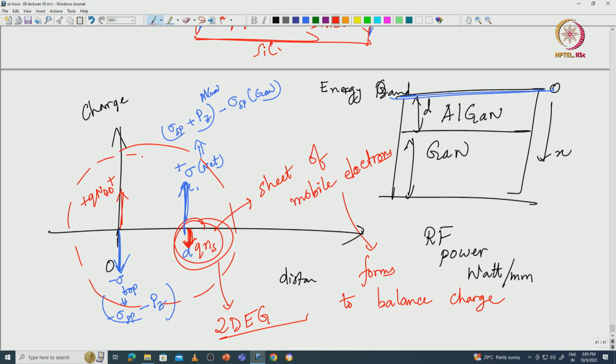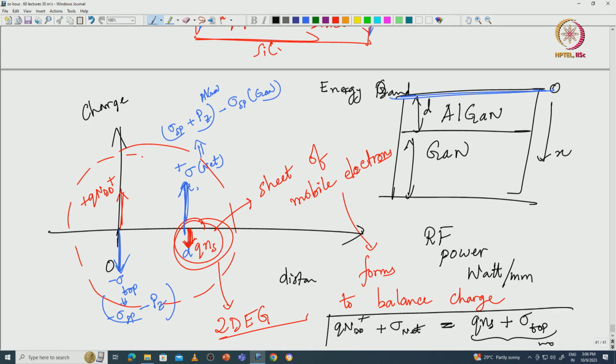And the total charge neutrality is maintained now. So, I can write down the charge neutrality as q N_D^+ plus sigma net is equal to q n_s plus, I am only considering the magnitude, sigma at the top. This is basically negative, but I am considering the positive. So, this is the charge neutrality expression, and of course, we know what sigma top is and we know what sigma net is, we discussed that.